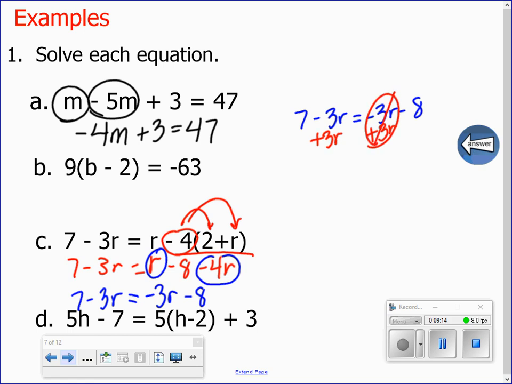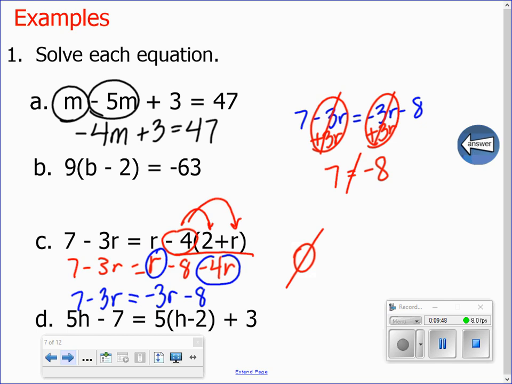The 3r's here form zero pairs. The 3r's here also form a zero pair. And so what we're left with is 7 on this side, negative 8 on this side. What we can now see here is that this is a false statement, because I don't have the same thing on both sides. We know that 7 does not equal negative 8. So because this is a false statement, this would be no solution.